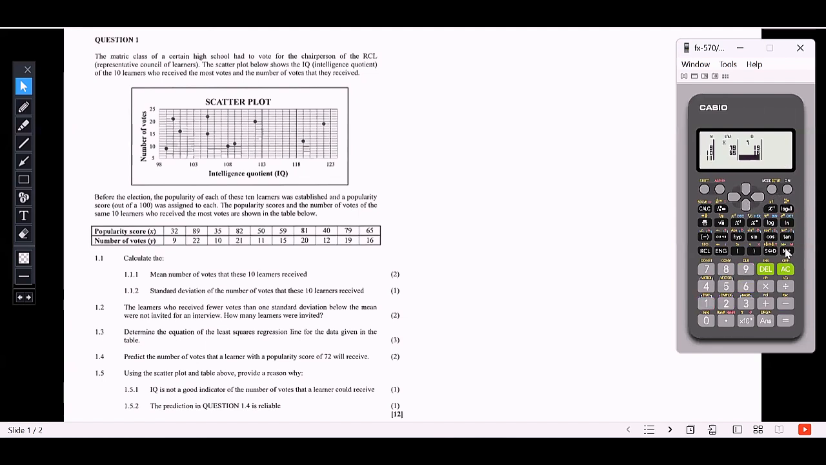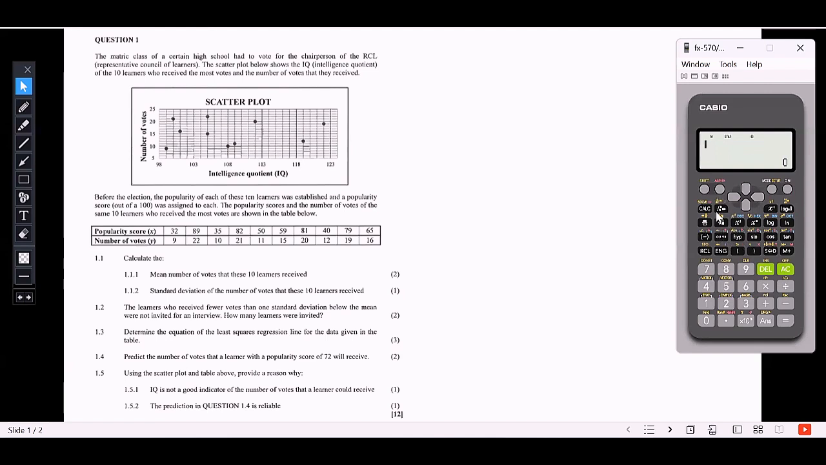So after you are done, the one thing that you want to do is check and confirm that everything that you've put in here is correct. So 32 goes with 9, and then 89 goes with 22, 35 goes with 10, 82 goes with 21, 50 goes with 11, 59 with 15, 81 with 20, 40 with 12, 79 with 19, and then 65 with 16. So everything is correct. Then you press on. Just like that, you have not lost your data.